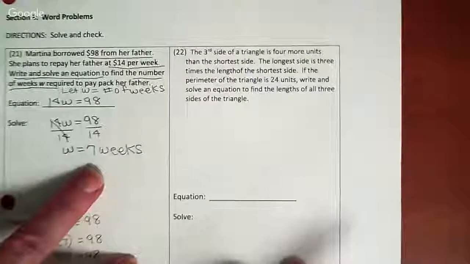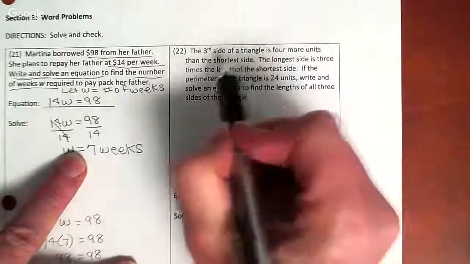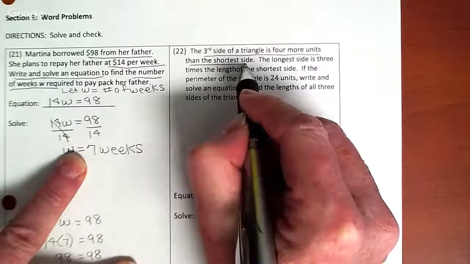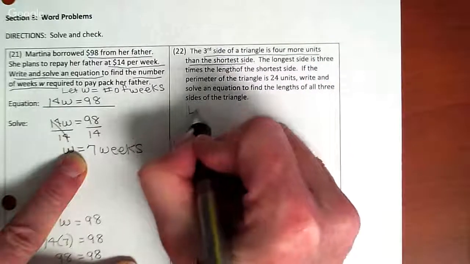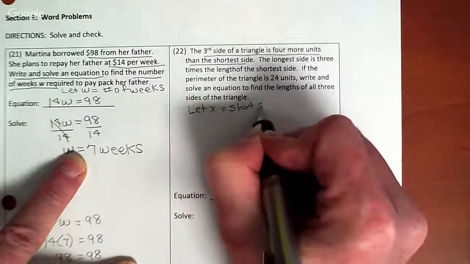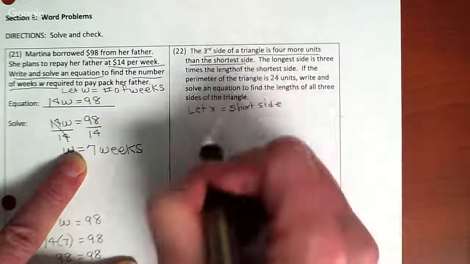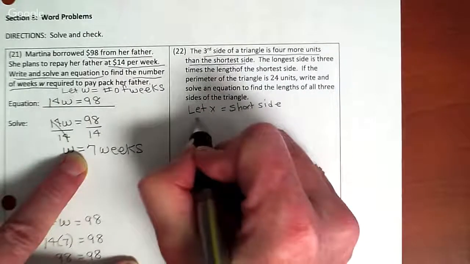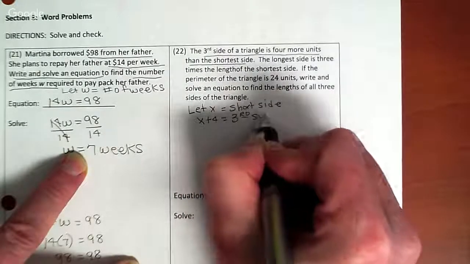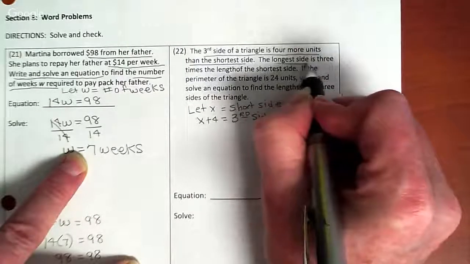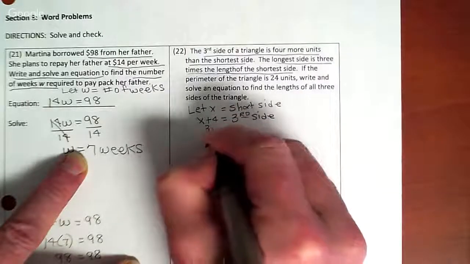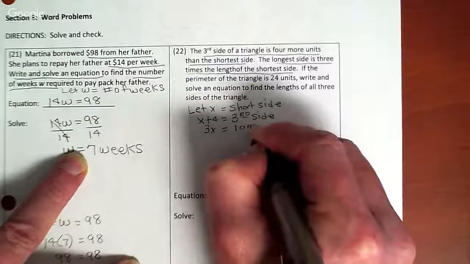This next one you have to read a little bit here. You've got the third side of a triangle is 4 more units than the shortest side. So our shortest side is going to be X. So the third side is 4 more units than that, so X plus 4 is the third side. It says the longest side is 3 times the length of the shortest side. So 3X is the longest side.